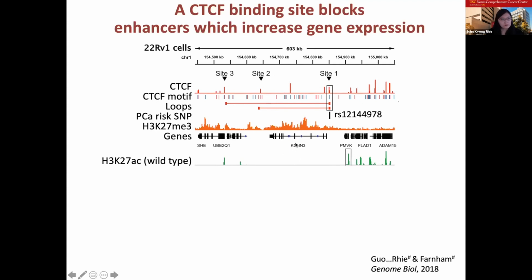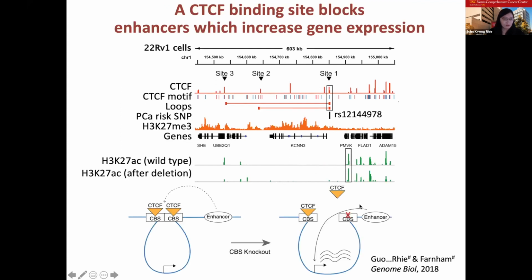So we decided to perform ChIP-seq after deletion of these sites, and then we realized that there are no new enhancers heavily enriched. There were signals for the promoters, but not for the enhancers. And we realized that this enhancer still has very high signals here. So using those data sets, we came up with this model.